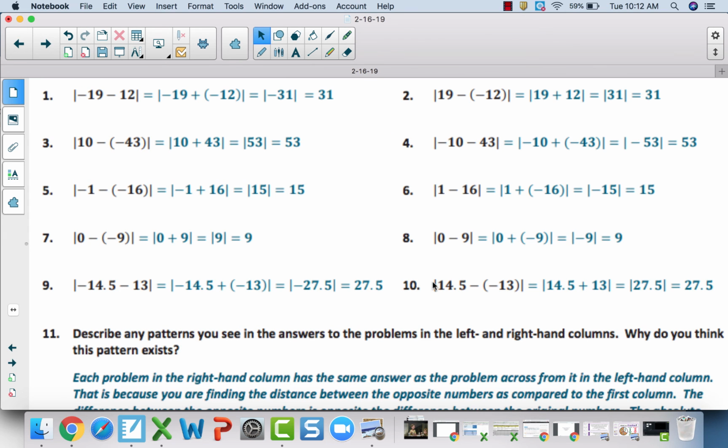1 through 10 on the problem set should have been pretty straightforward. You can see the answers here, so I don't need to read these to you. You can go through and look at them, make sure you have the correct answers.